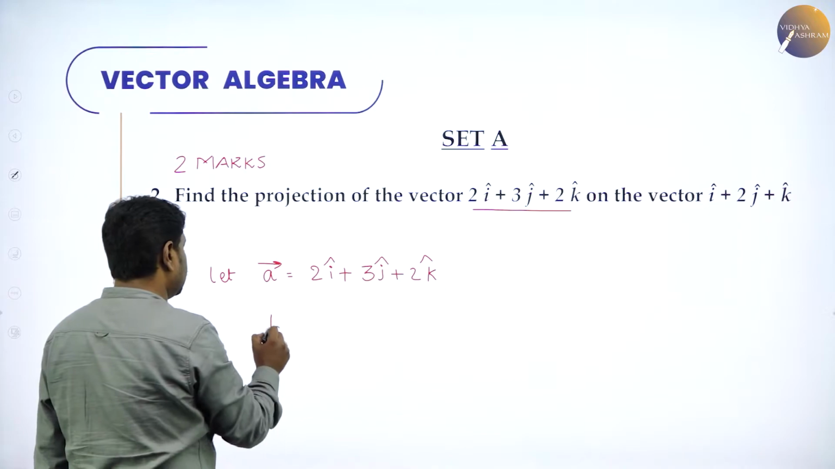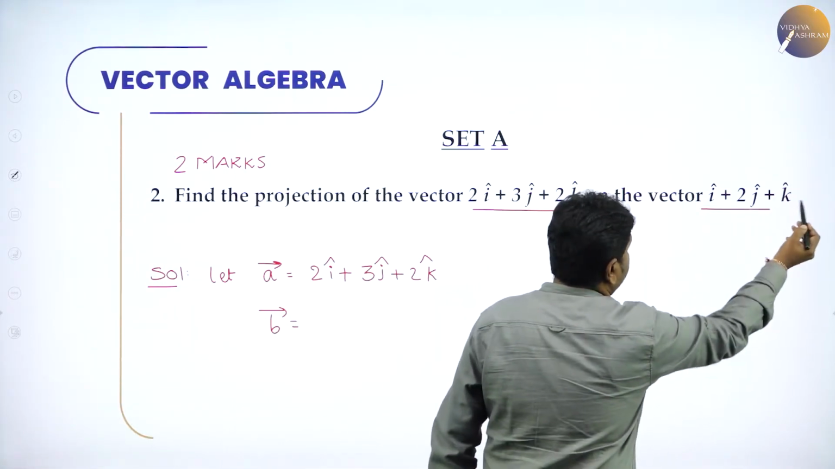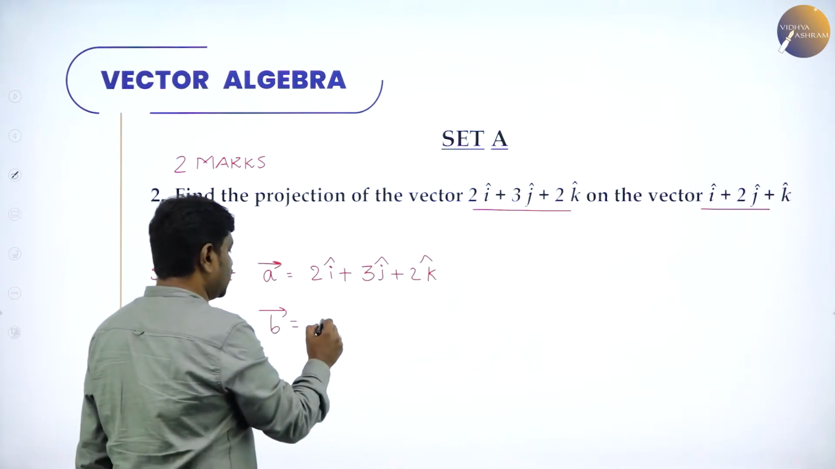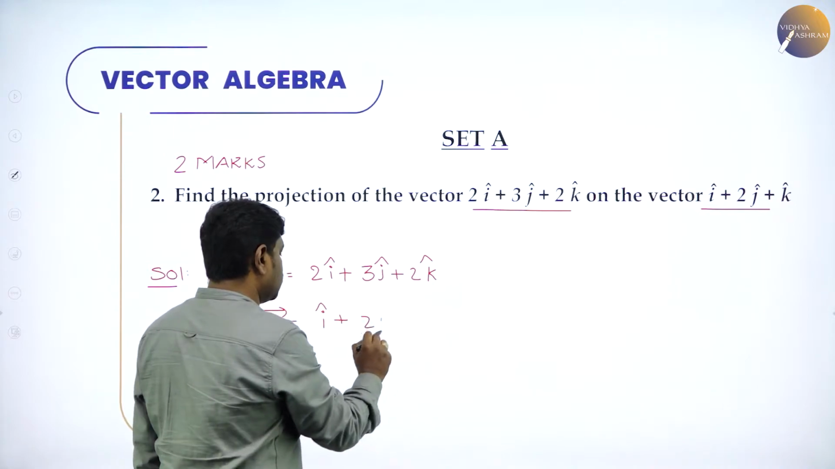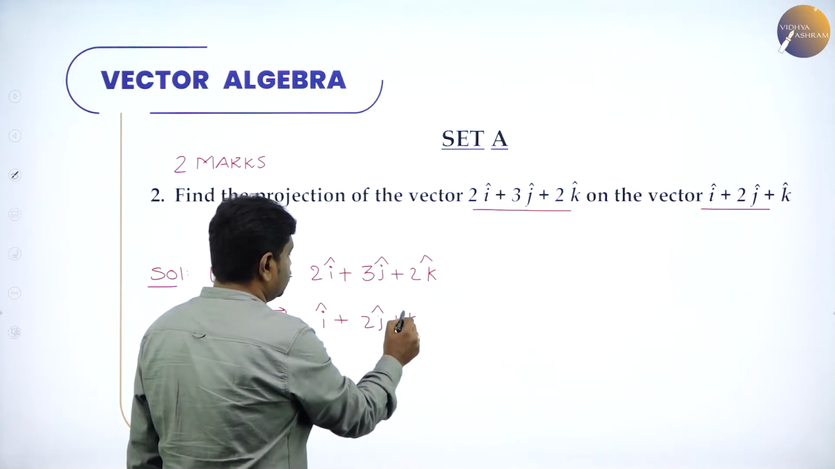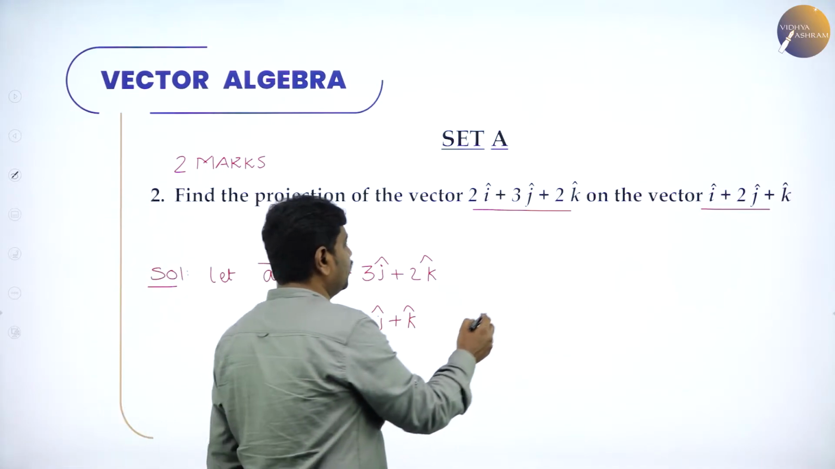Then you take vector B, the second vector. What is the second vector? I cap plus 2j cap plus k cap. First step is to write the given vectors as vector A and vector B and write the formula.